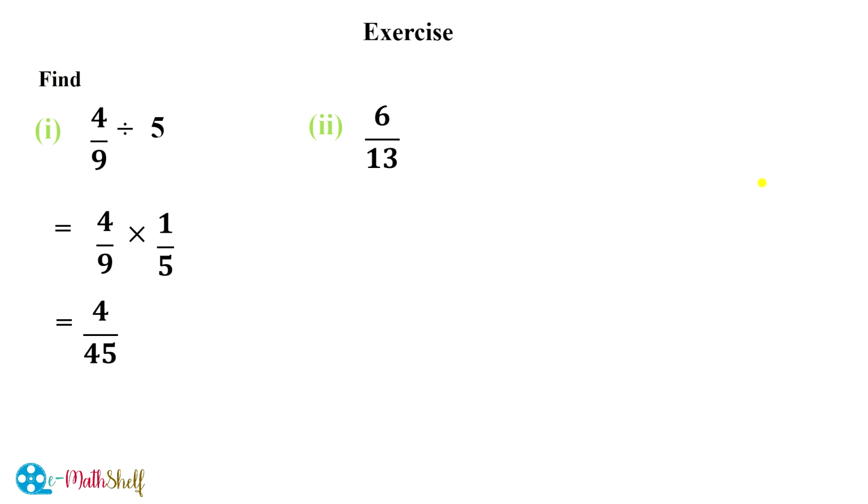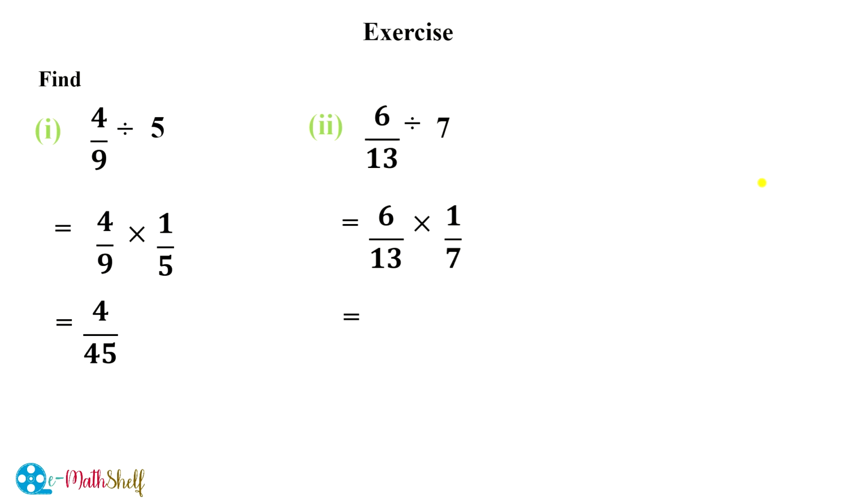Here I have the fraction 6 upon 13. We need to divide the fraction 6 upon 13 by the whole number 7. So we will take the fraction 6 upon 13 as it is. We will convert the division sign into multiplication, and now we will take the reciprocal of the divisor, that is the whole number 7. We know that the reciprocal of 7 is 1 upon 7.